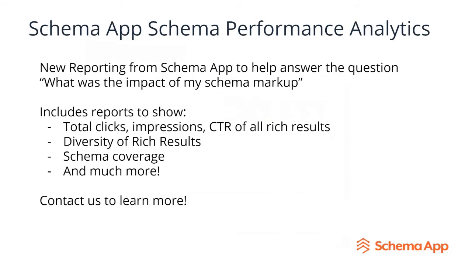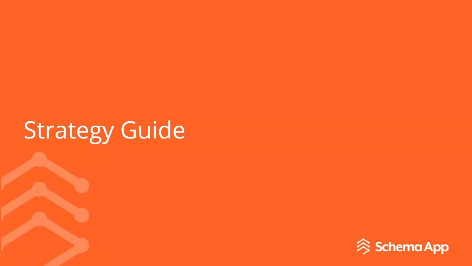Now, Schema App itself, I just want to say, has our performance analytics. This is new reporting from Schema App, and it helps answer all of those questions about what's the return on investment from my schema markup. But I'd like to give you a practical guide on how to answer these questions for you and your business. How do you actually align business goals with a schema strategy? What does that look like?